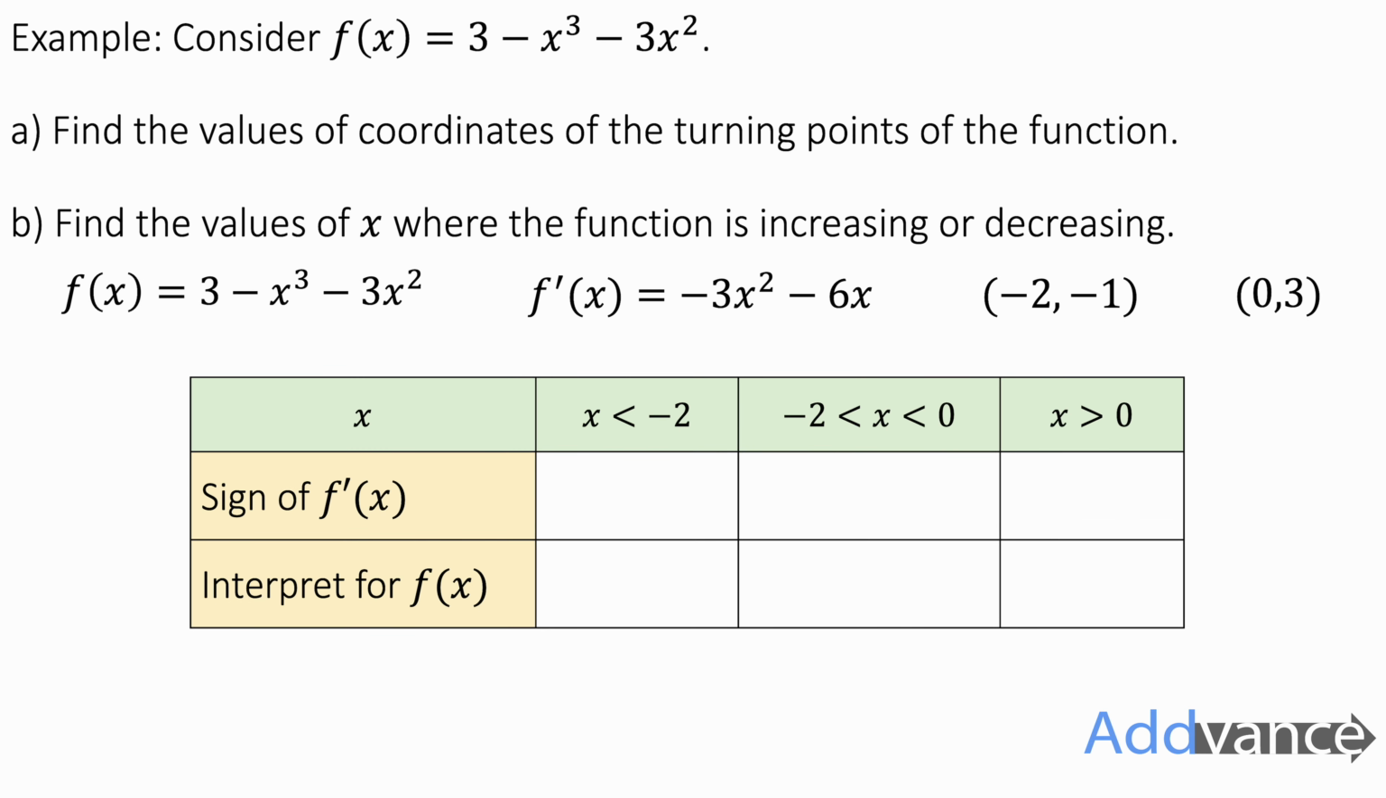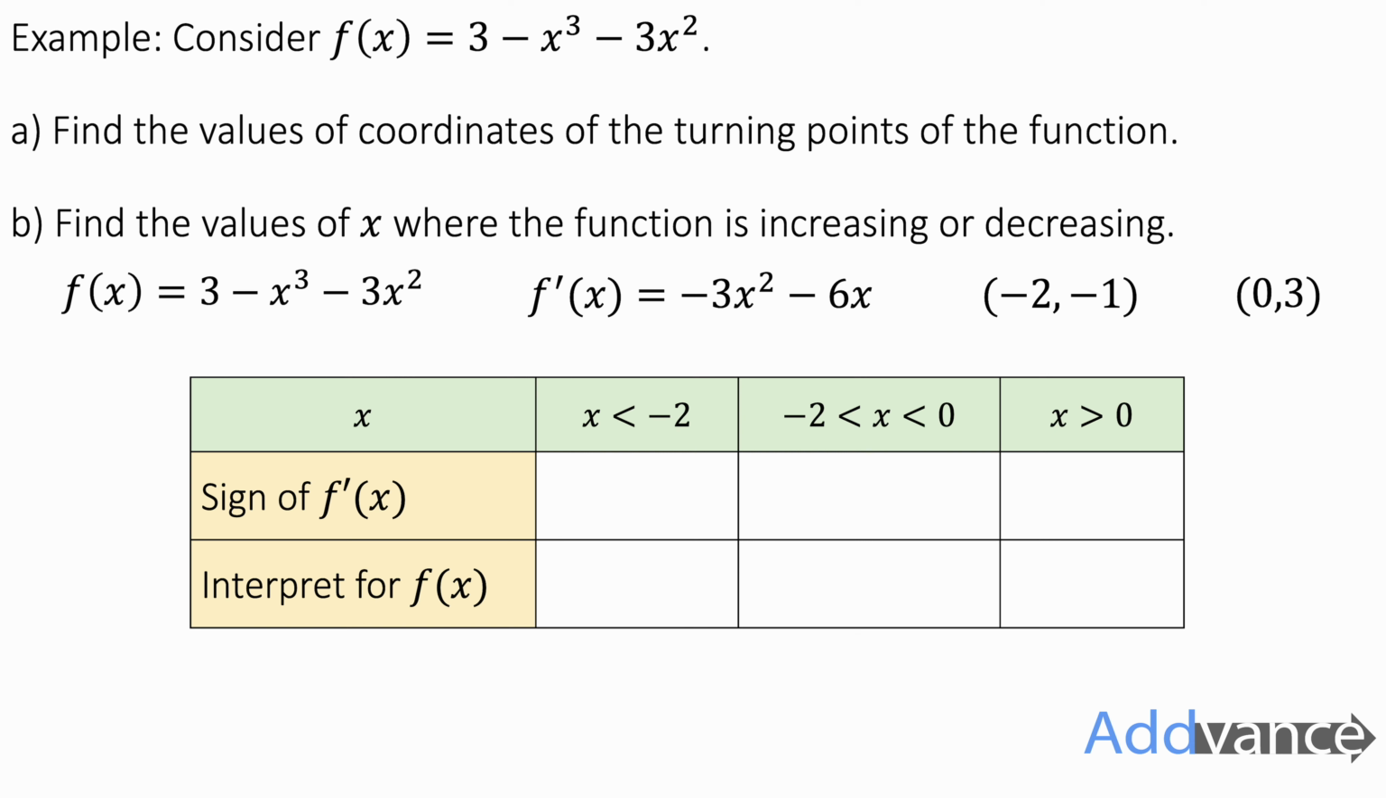Okay, now, find the values of x where the function is increasing or decreasing. Well, we know that it changes at the x coordinates minus 2 and 0. They are the turning points where it stops increasing or stops decreasing, and it starts increasing or starts decreasing. And so to find out when it's increasing or decreasing, we focus on the regions of x between these two turning points.